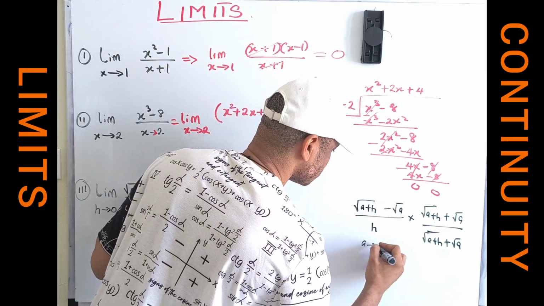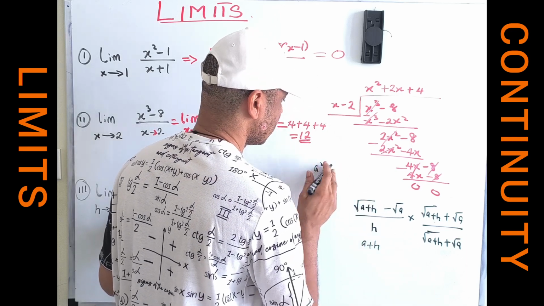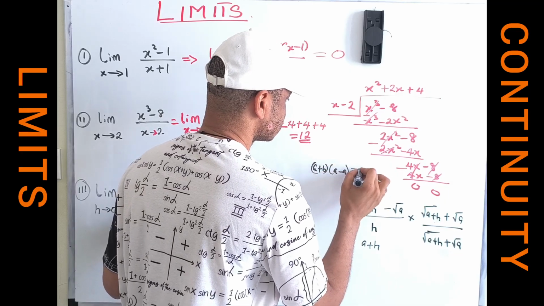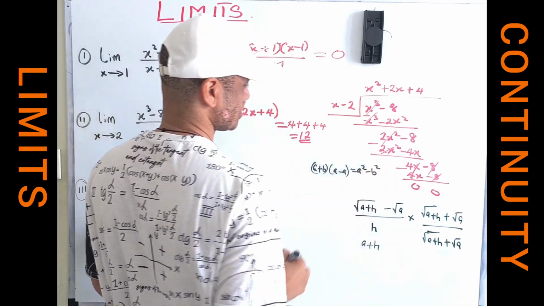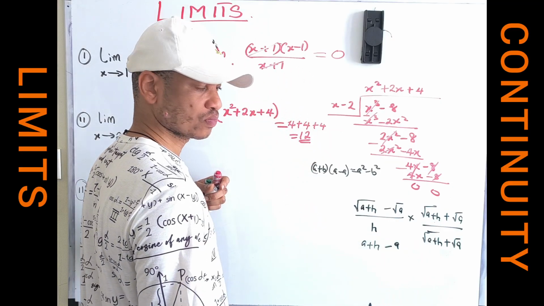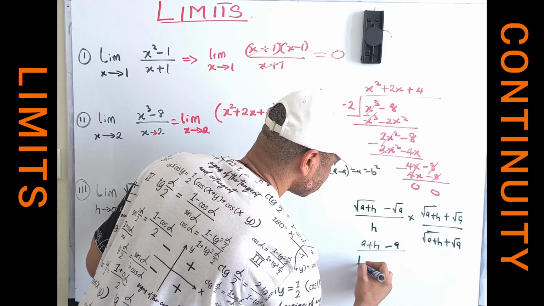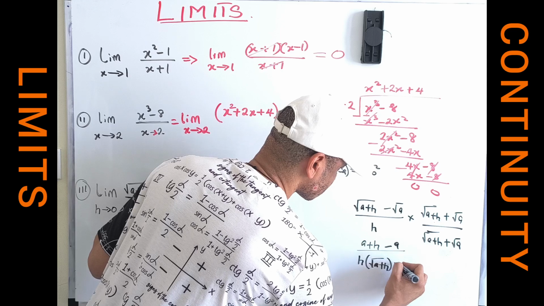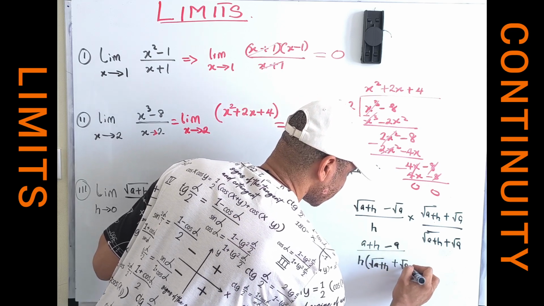So this will be a plus h. So a plus b times a minus b is the same thing as a squared minus b squared. So this squared is this, and this squared is this. So the same thing, a plus h minus a over h times square root of a plus h plus square root of a.